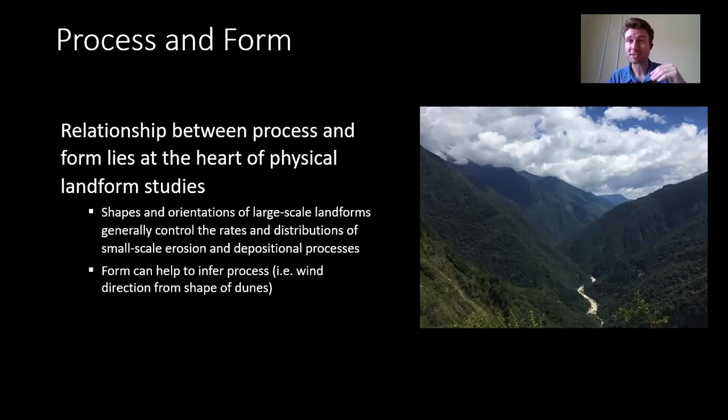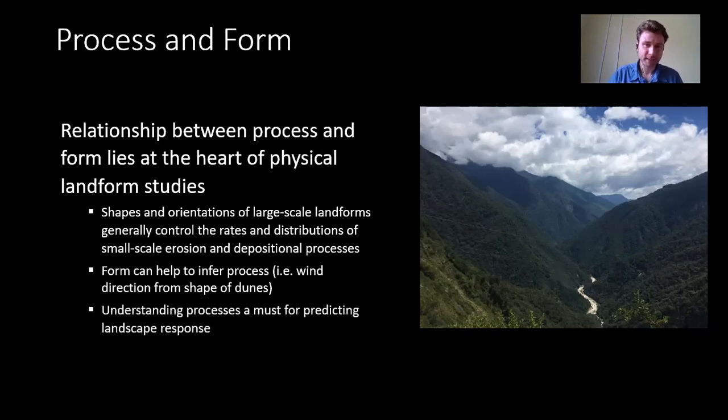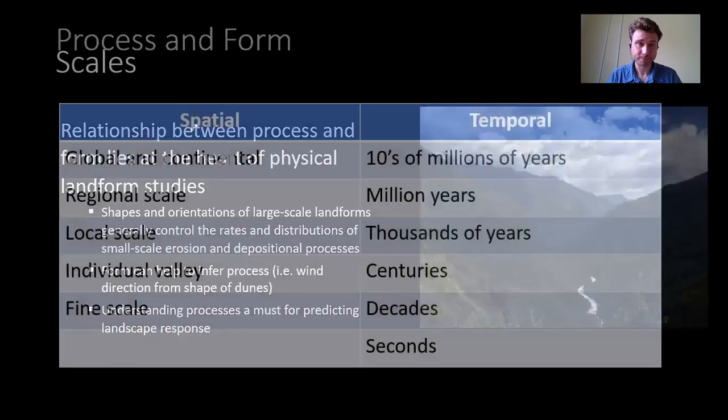The steepness of a slope can tell us about the amount of erosion happening, or the shape of a valley, like somebody noticed before, whether it's V-shaped or U-shaped, can talk about the original process of how something formed. And understanding the processes is a must for predicting future landscape response, which ultimately as humans, we are interested in.